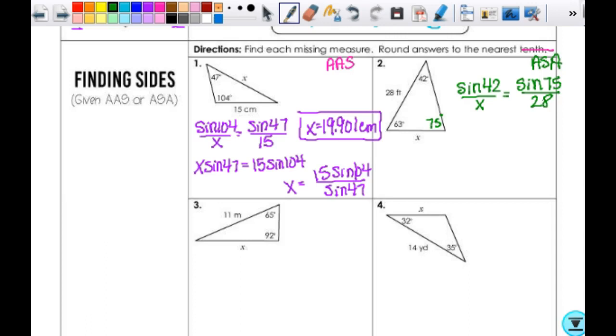Then I cross multiply. I'm going to get x times the sine of 75 equals 28 times the sine of 42. So that means that x is equal to 28 times the sine of 42, divided by the sine of 75. So we type that into the calculator. Go ahead and do that. Don't wait for me to come up with an answer.